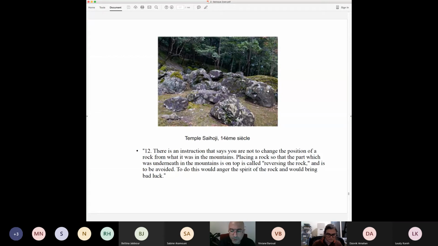There is an instruction. It's an oral instruction, by the way. It's implied in the text. It says, you are not to change the position of a rock from which it was in the mountain. Placing a rock so that the part which was underneath in the mountain is on top is called reversing the rock and is to be avoided. To do this would anger the spirit of the rock and would bring bad luck.